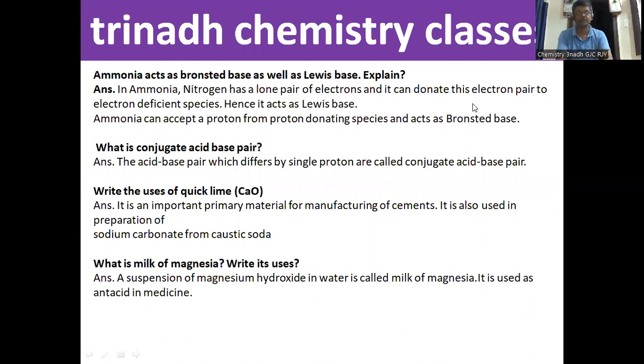Now, next one is, what is a conjugate acid base pair? The acid base pair which differs by a single proton is called a conjugate acid base pair.